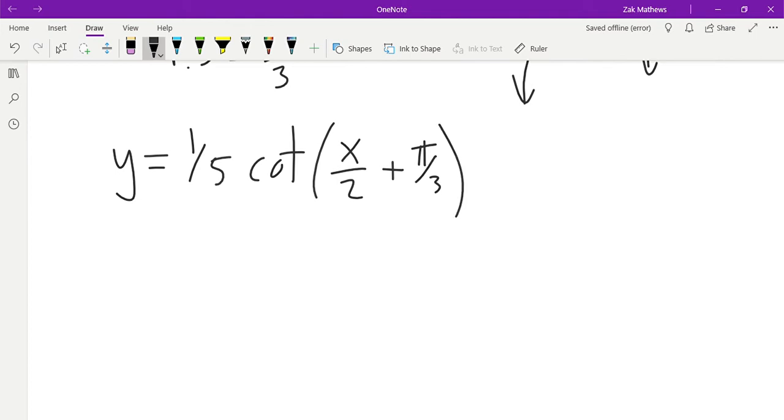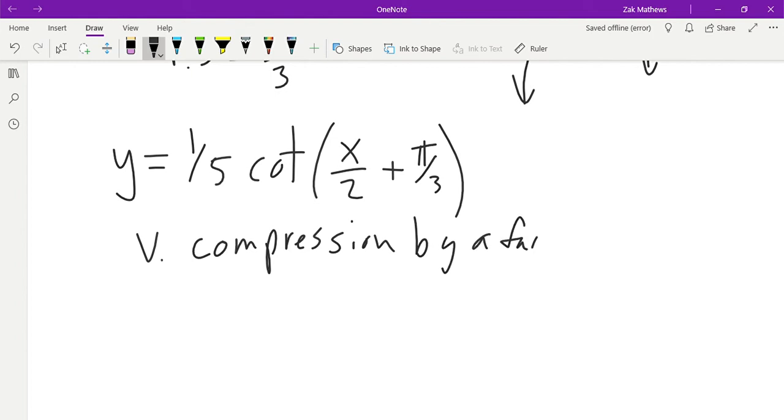So again, we have an a, b, and a c. Let's define the vertical stretch or compression first. We do have a vertical compression in this case because we have that a value being less than 1. Vertical compression by a factor of 5, meaning we're fifthing this thing. We have a vertical compression.